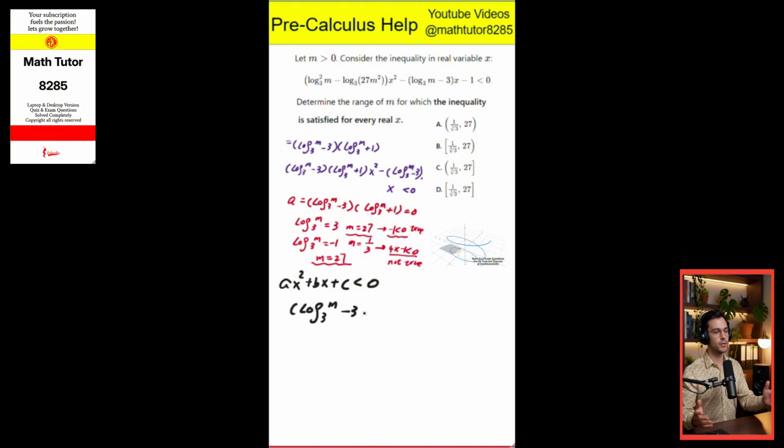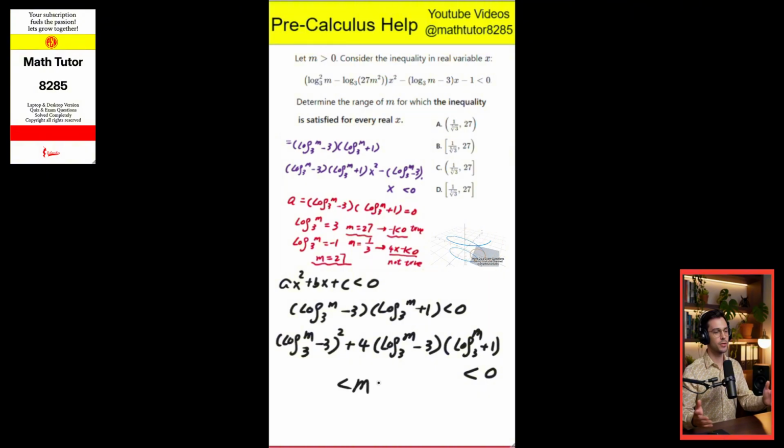For the inequality to hold for every real number x, 2 conditions must both be true. First, the leading coefficient, which is the product of the logarithm base 3 of m minus 3 and the logarithm base 3 of m plus 1, must be negative. Second, the discriminant of the quadratic, which is the square of the logarithm base 3 of m minus 3 plus 4 times the product of the logarithm base 3 of m minus 3 and the logarithm base 3 of m plus 1, must also be negative. Solving these 2 conditions together gives that m must be strictly between 1 divided by the 5th root of 3 and 27.